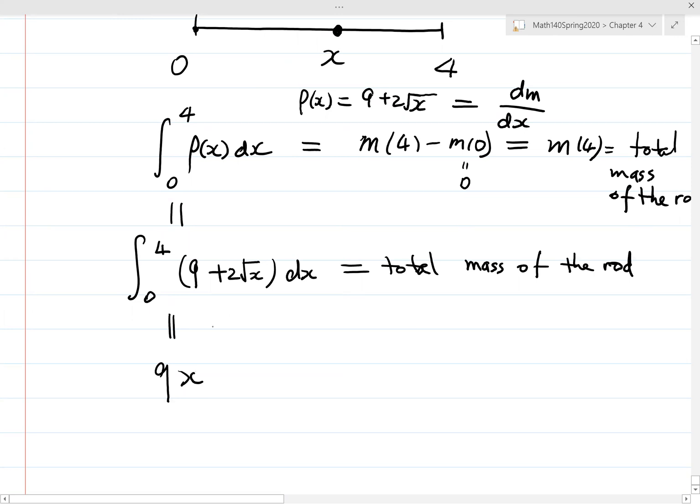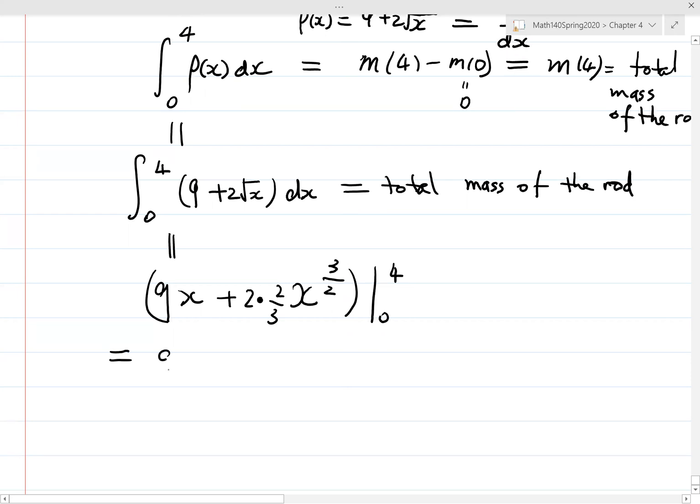9 has antiderivative 9x. Now 2 root x, what antiderivative does it have? Remember, root x has power 1/2. To do the antiderivative, we need to increase the power by 1 and then divide. So power 1/2 increased by 1 is 3/2, and then divide by 3/2, so we multiply by 2/3. Don't forget this 2. Then we evaluate from 0 to 4.